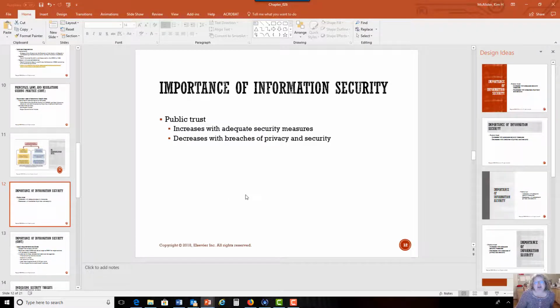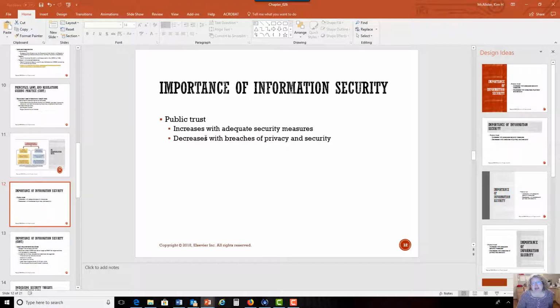So with public trust, we have a balance between privacy and society's need for improved efficiency and reduced costs. So we can get more efficiency by sharing more information. But we also want to make sure that when we do this, we're maintaining public trust. And we do that by having adequate security measures, and that will decrease when there are breaches of privacy and security. And there have been quite a lot, and those have quite significant consequences.